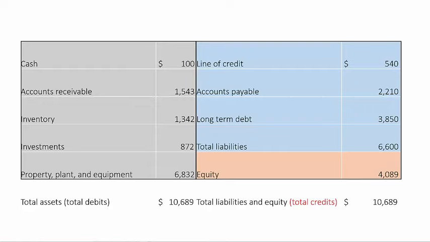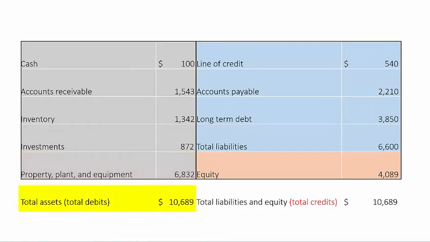Let's just put some numbers in these boxes for fun and to help you connect a conceptual model to reality. Our assets are on the left, beginning with cash of $100. Pop quiz, is this a debit or a credit amount? Yes, it's a debit amount. Assets are always debit accounts. Below that, we have accounts receivable of $1,543, which is to say that someone owes us $1,543. We have inventory of $1,342 and some investments worth $872 and property, plant, and equipment worth $6,832.